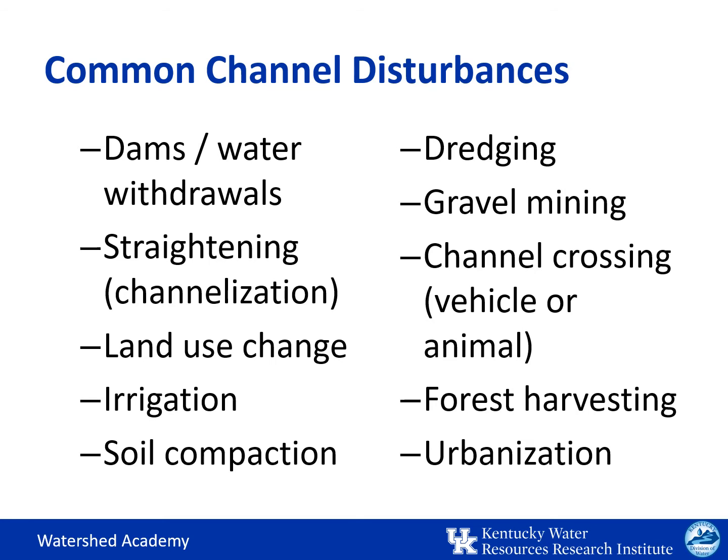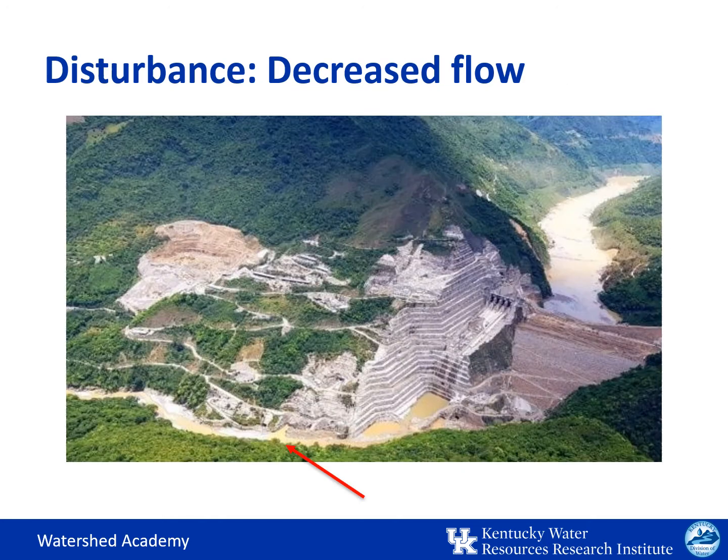It may be irrigation, soil compaction. Perhaps it's dredging, removing some of the volume, the sediment from the stream, or gravel mining. It may be a channel crossing, either for a vehicle or for animals. It could also be timber harvesting or even urbanization. Okay, let's look at some different scenarios to understand how this balance works.